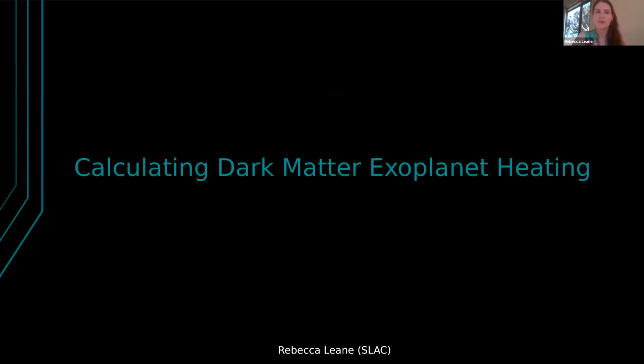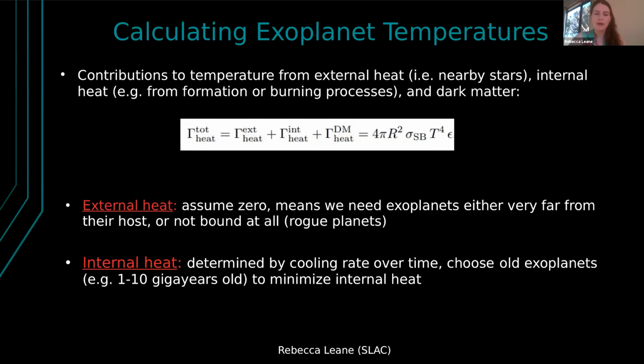Okay, so how do we now calculate the dark matter heating signal in these exoplanets of interest? We want to think about what the different contributions to the temperature of the planet are. There'll be contributions from external heat, for example nearby stars, if they have one, or a parent star. There'll be a contribution from internal heat. This comes from things like heat left over from formation, or any burning processes that are currently occurring, as well as some dark matter contribution.